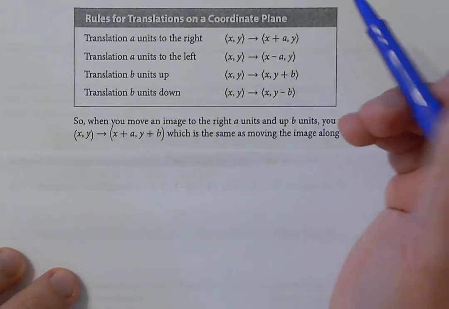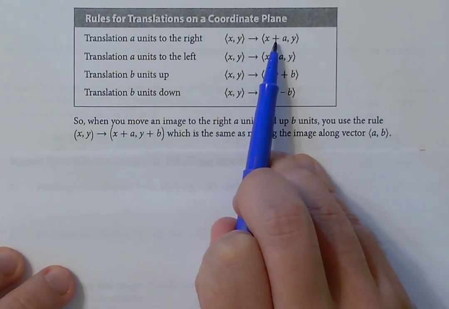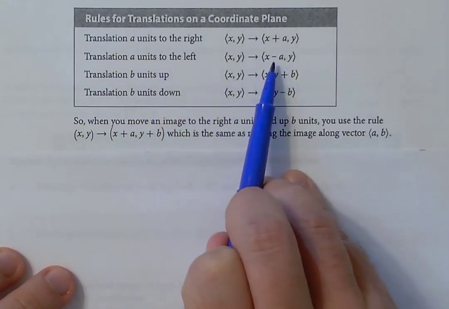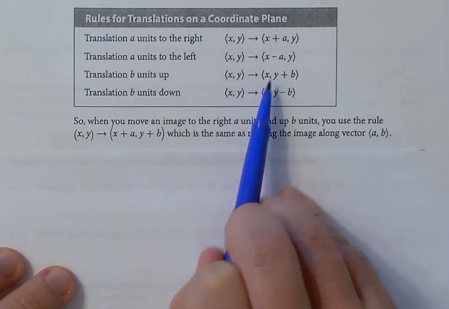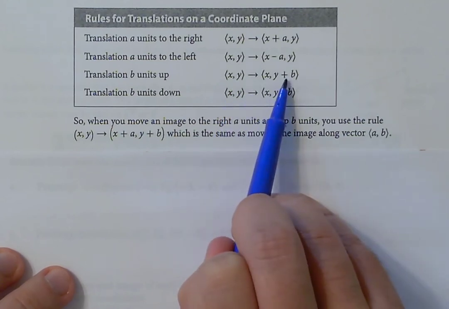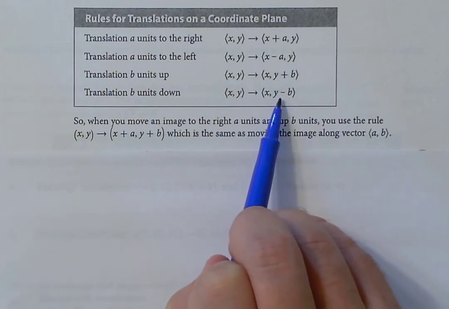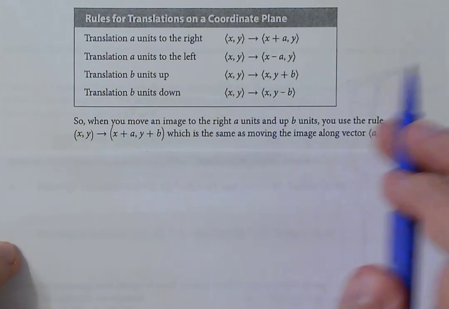If we're moving something to the right, we're going to be adding a number to x. If we're moving something to the left, we're subtracting it from x. For translation up, we're going to be adding a number to y. To move a figure down, we're going to be subtracting from y.